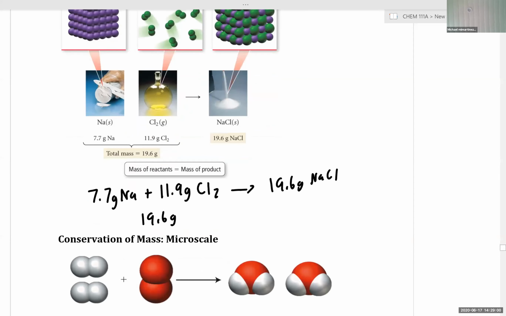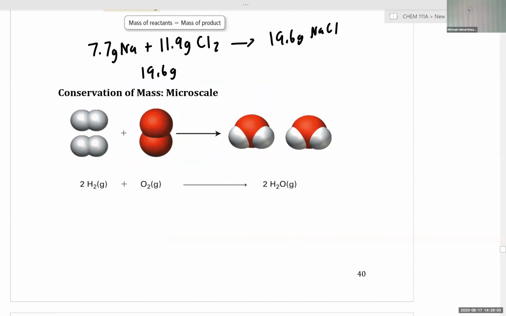We can even look at this process from a micro scale if we look at water and oxygen reacting. In this case, we have 4 AMUs of hydrogen and 32 AMUs of oxygen. So how many AMUs of water will we make? What mass of water will we get out? 34. Oh, sorry, not 34. 32 plus 4 would give us 36. Yep.